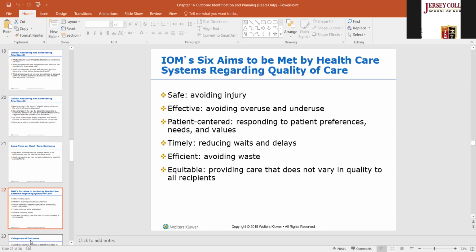Aims to be met for quality of care. So we are expected to be safe. We should not be what caused our patient's injury. We have to avoid over and underusing certain things, so we have to be effective. Our care has to be patient-centered. It has to meet the needs of the patient. The time, okay? We don't want delays in treatment. And we have to be efficient, meaning we don't waste stuff.